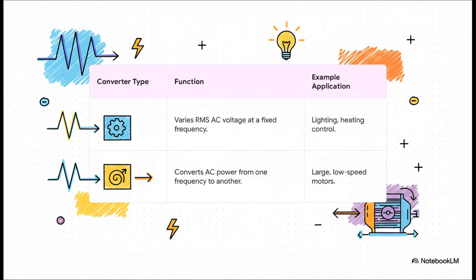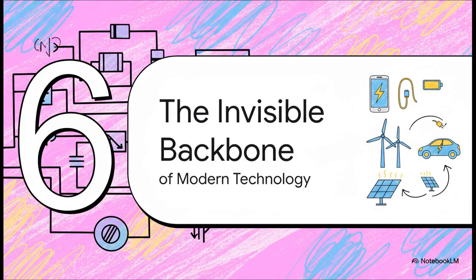The simple one is an AC voltage controller. Again, your light dimmer is a perfect example. It just chops out little pieces of the AC wave to lower the total power. But then you have something like a cycloconverter. This thing is a beast. It can take AC power at one frequency, say 60 Hz from the grid, and directly synthesize a completely different, usually lower, frequency. This is how you get precision control over those massive, slow-moving motors you see in steel mills or giant mining equipment. So there we have it.